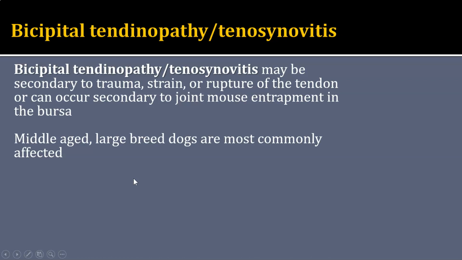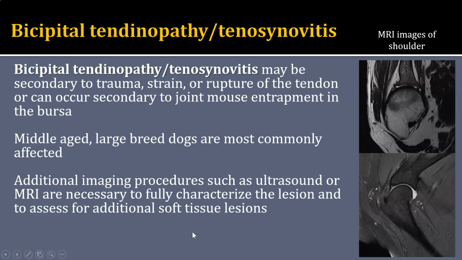And in the dog, anyway, the shoulder joint communicates with the bicipital bursa. And so if a joint mouse migrates into that bursa, it can get entrapped and it can cause disease to the biceps tendon. Middle-aged large breed dogs are most commonly affected. However, other species like horses can be affected as well. Additional imaging procedures such as ultrasound or MRI are necessary to fully characterize the lesion.